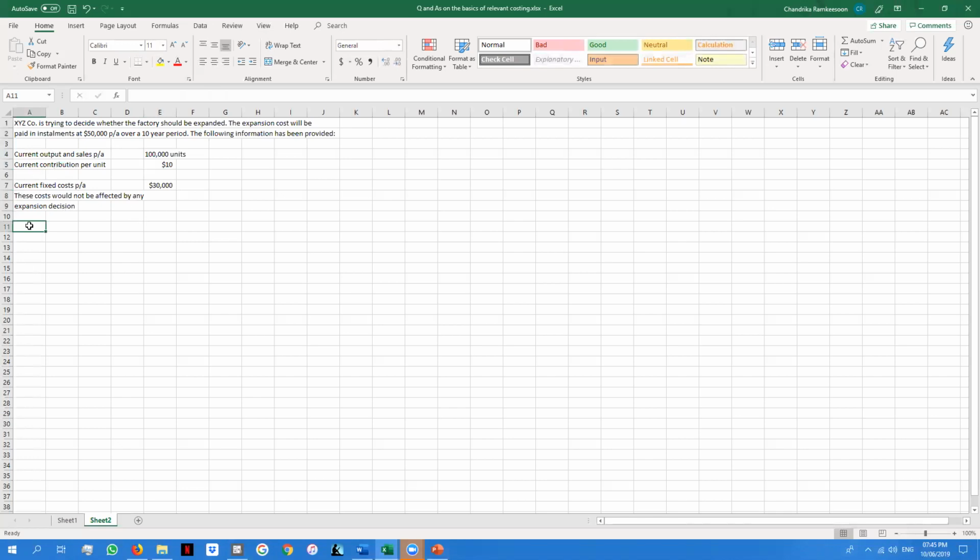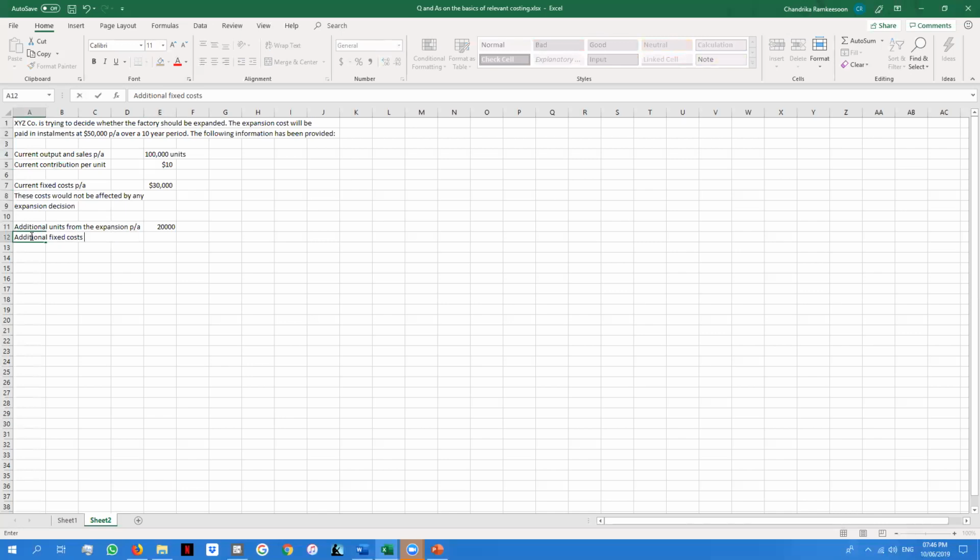Now, let me just write additional units will be 20,000. Let me clarify this from the expansion. Okay, and this is per annum. It will be 20,000 because I'm using a 1 year time frame. Additional fixed costs.